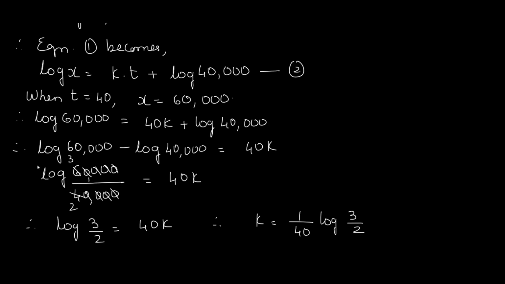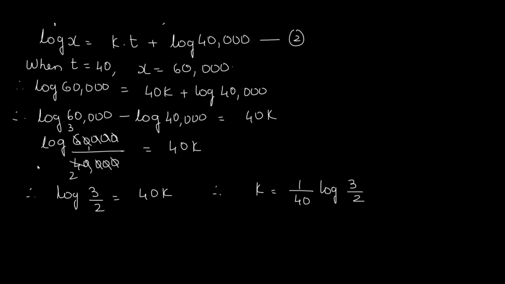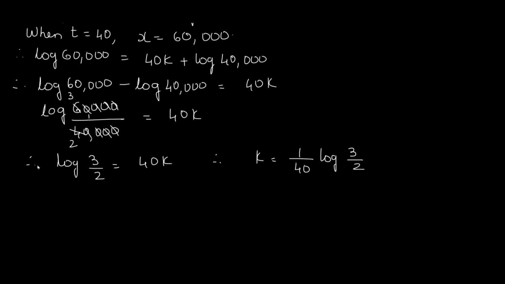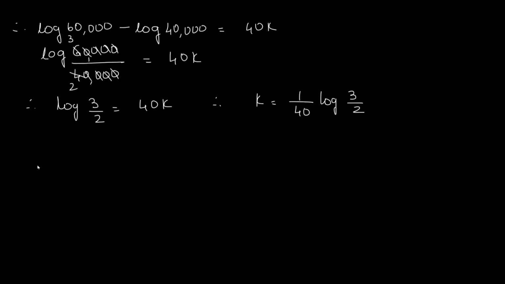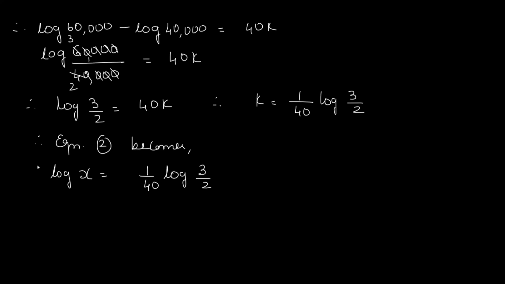And putting this value of k in equation 2, we get equation 3, which is now this way. So therefore equation 2 becomes log x is equal to, instead of k, we put 1 upon 40 log 3 by 2 into t plus log 40,000.